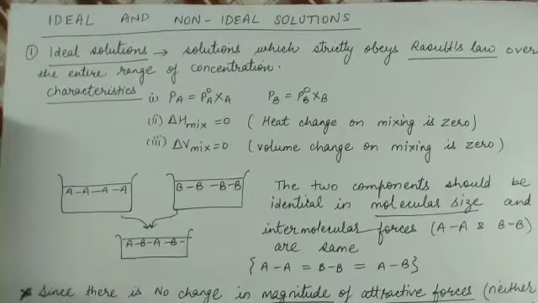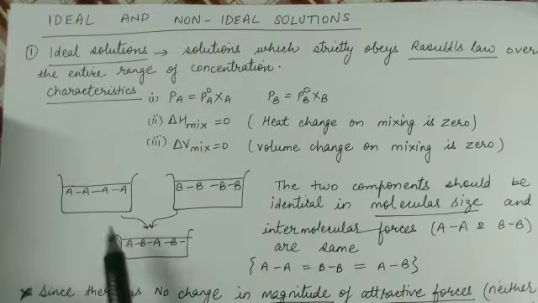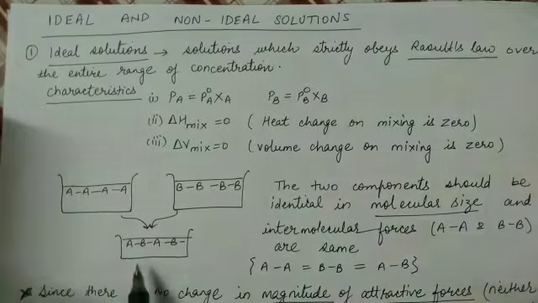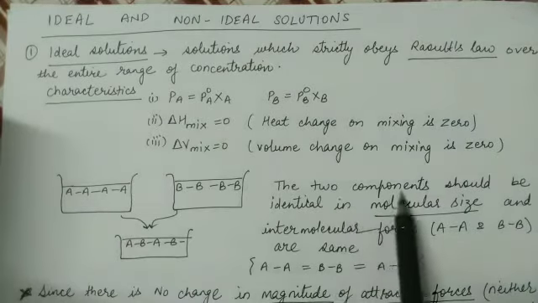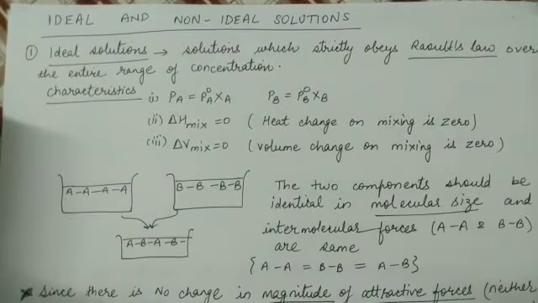How to prepare ideal solutions? Such solutions are prepared, suppose two components are there. The first container is having component A, the second container is having component B. And on mixing the two components, I will get the solution. Now, in order to make ideal solution, I will select two components such that the two components have identical molecular size, which is practically not possible.